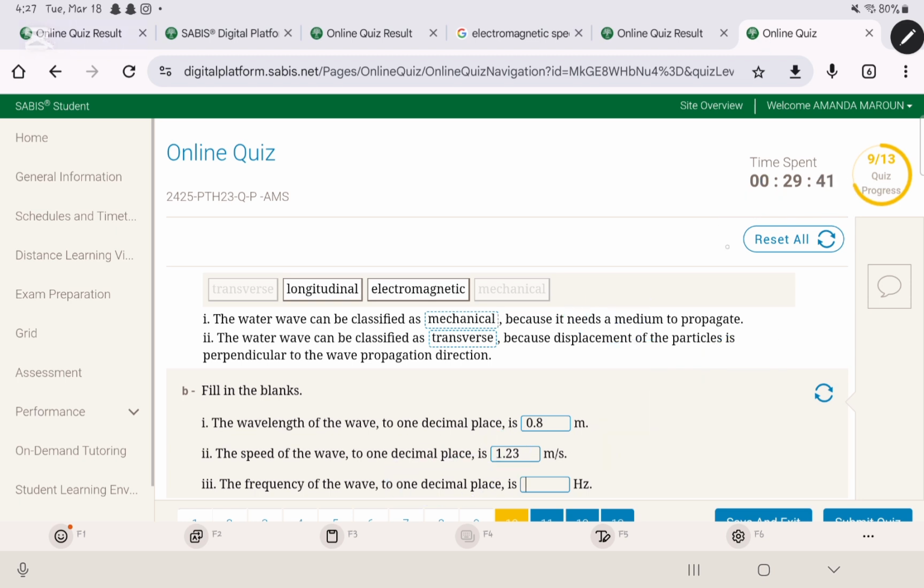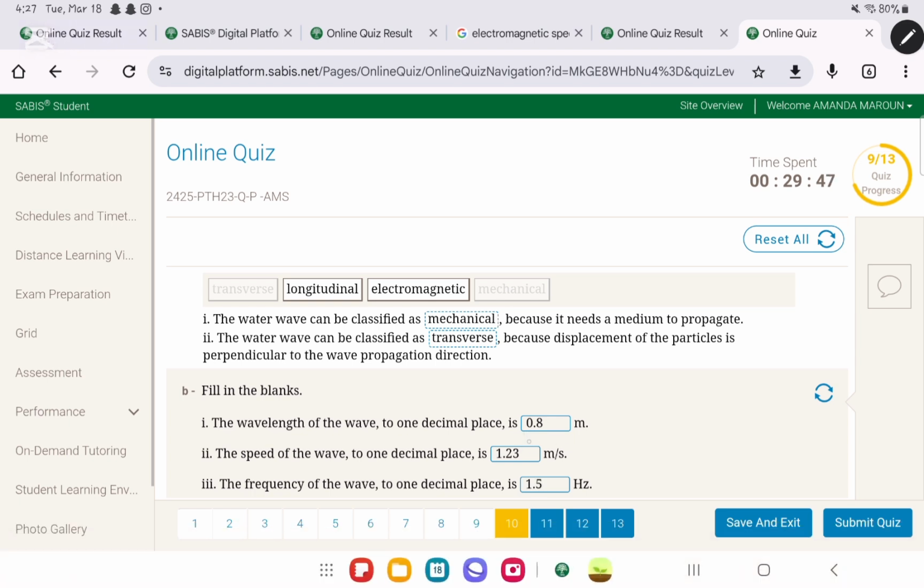So it is 1.54, and here it's 1.2. Anyways, if you put 1.23 or 1.54, it's gonna give you correct. But do pay attention in the exam here, they need it to one decimal place. So you would take 1.23 and round it to 1.2, and you will take 1.54 and round it to 1.5.